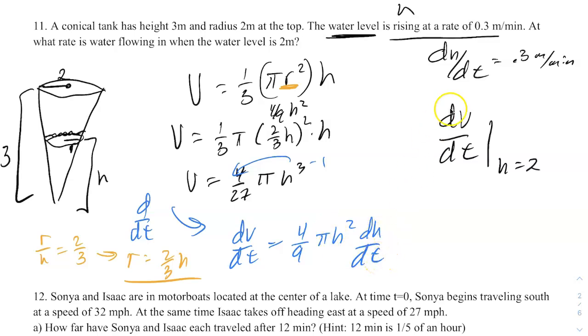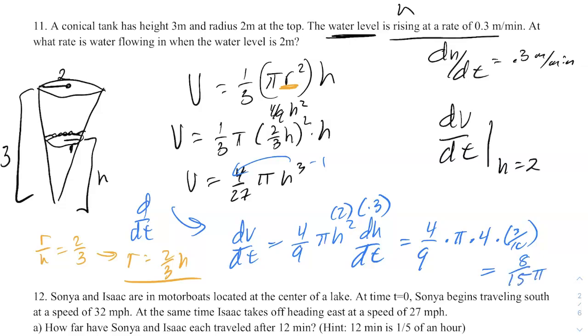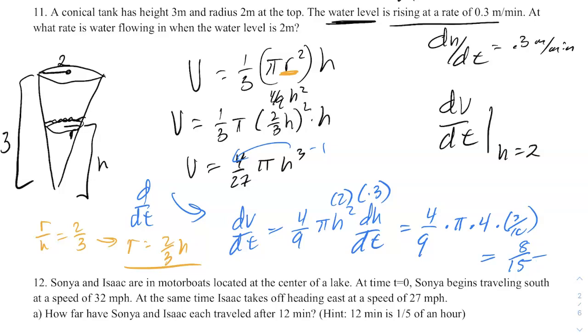Now look, what do we have? We have dh/dt is 0.3, and we wanted to find the volume rate when h was 2. So plug in 2. We're going to get 4/9 times pi times 4 times 0.3, or 3/10. Multiply all that out, and you're going to get 8/15 pi. Pi is actually on top in this case. Last time it was on the bottom.